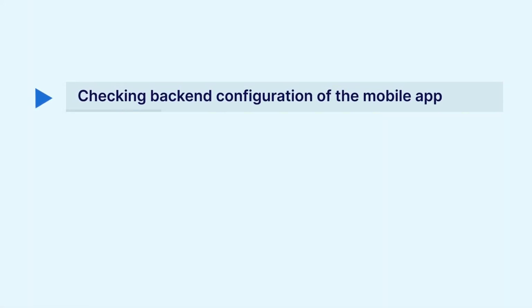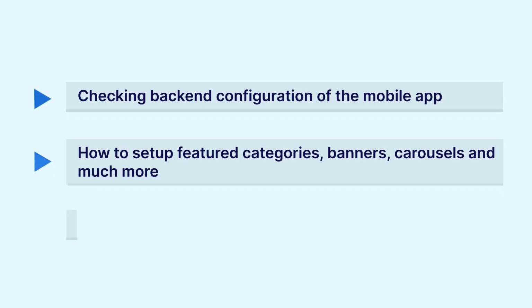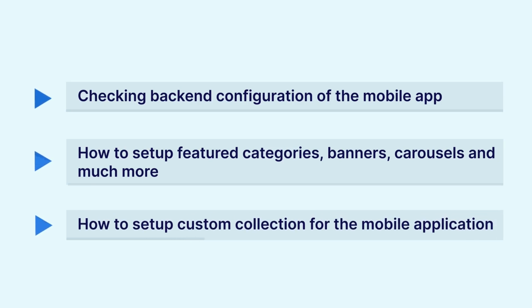But in today's video tutorial, we'll be checking out the backend configuration for the mobile application itself, wherein we'll see how to set up the featured categories, banners, carousels, what we call the AR collection or augmented reality collection for our mobile application. Apart from that, we'll also see how to set up the custom collection in the admin backend panel for our Android mobile application.